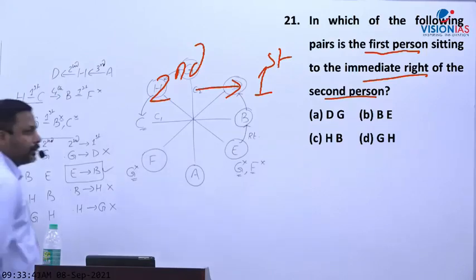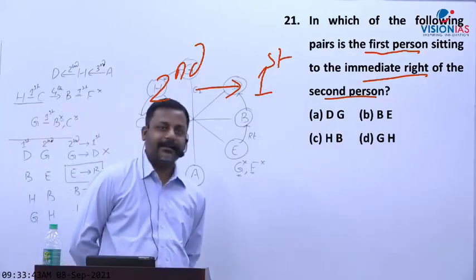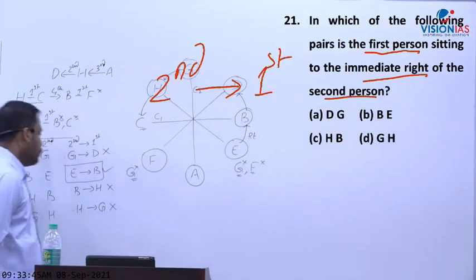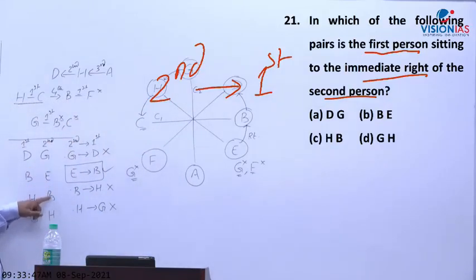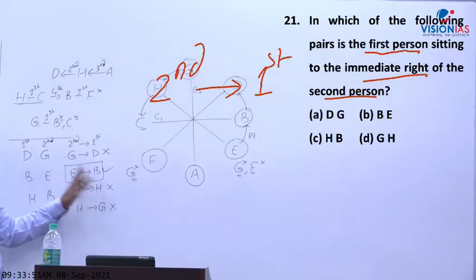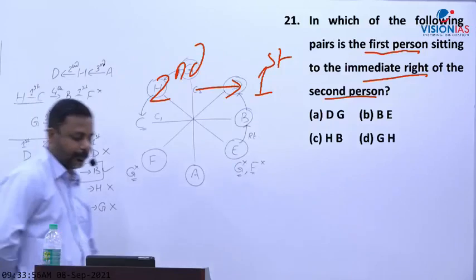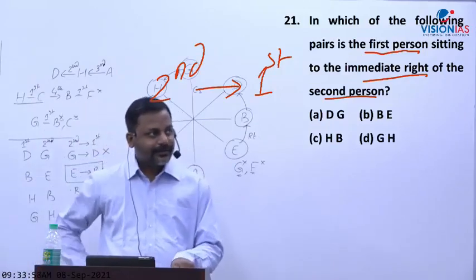Only Dr. Prakhar Jaiswal's answer is correct. That is B and E. Here the second person is E, and on the right hand side of the second person, the first person should be there. Means on the right hand side of E, B must be there. Yeah, you took the opposite. Okay. Yes.